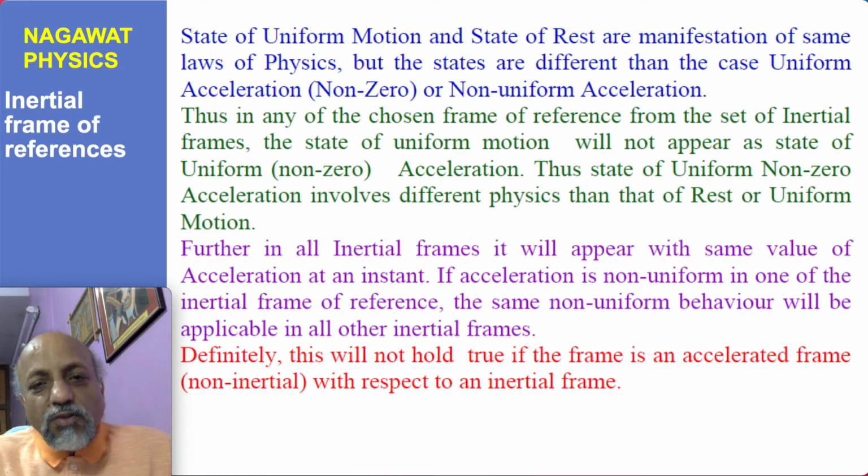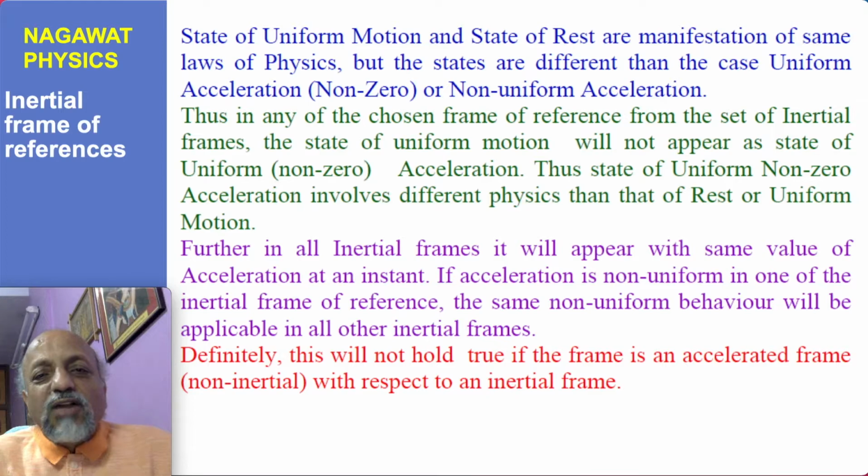By this I mean that if a particle, for example a projectile, which has been projected with some projection velocity in a particular frame of reference, would always be having acceleration in all other inertial frames of reference also, and you would not be able to reduce the projectile motion under uniform acceleration to a projectile motion with zero acceleration except in a suitably chosen accelerated frame of reference, but not in another inertial frame of reference.